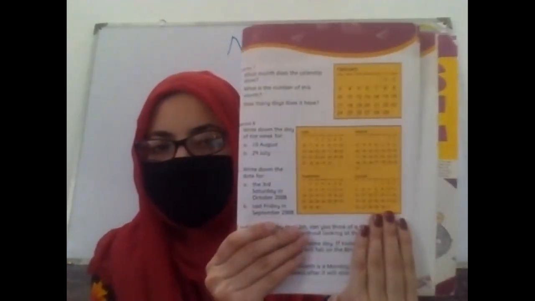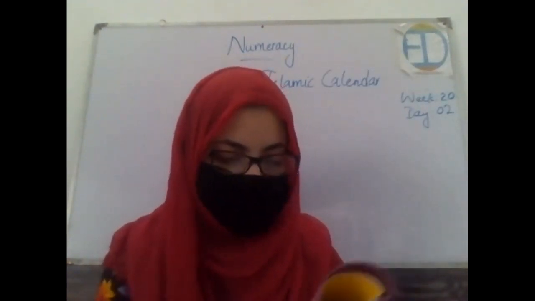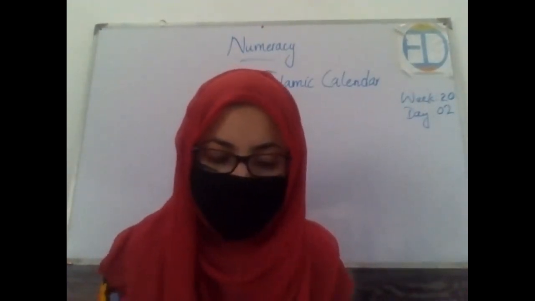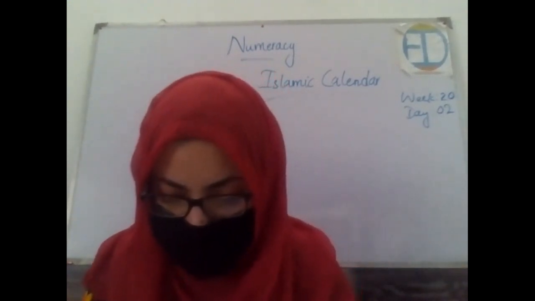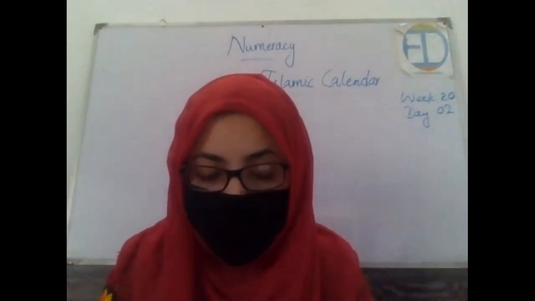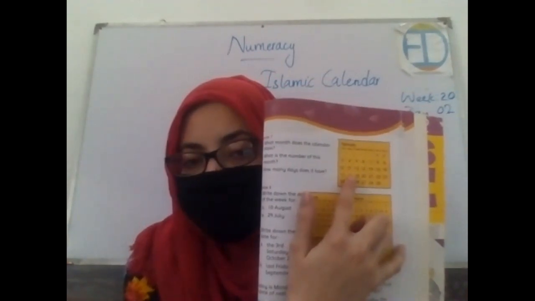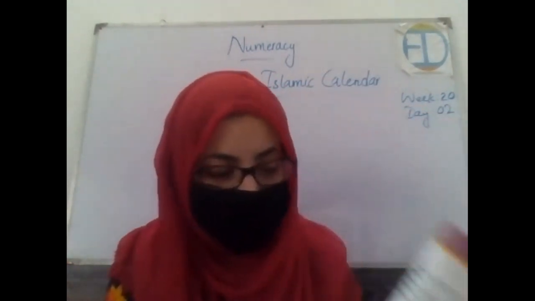This is page number 99. Please open this. Okay, in this, there is this small exercise number 7. It says, what month does the calendar show? Look at this and tell me which month this calendar shows. This is February. Very good.